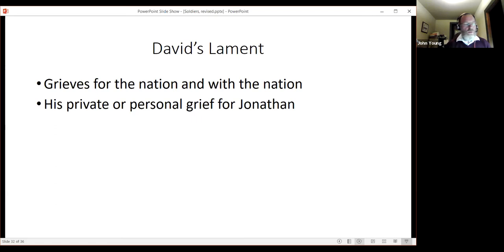And David also, in this passage, grieves his own personal, private life, however you want to frame it, for Jonathan, who is his closest friend. And so I think it's a passage that invites us to think about grief, to think about loss. And Stephen, if you can move on to the next slide.